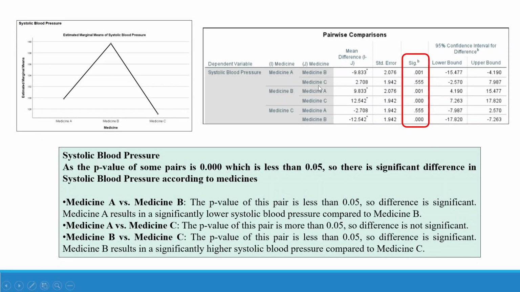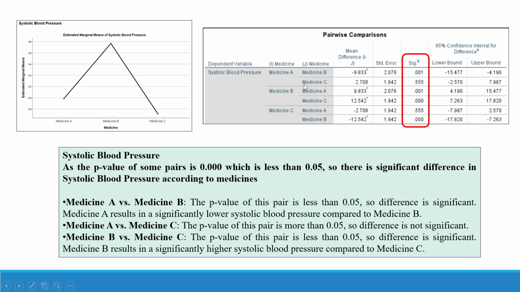Just see the p-value. Medicine A compared with medicine B, and the p-value is less than 0.05, and the difference between these two, that is the mean systolic blood pressure of those patients using medicine A minus the mean systolic blood pressure of those patients using medicine B. The difference is negative. It means that those patients using medicine B have a higher systolic blood pressure, and the difference is minus 9.8, and the p-value is less than 0.05. It means the difference is significant.